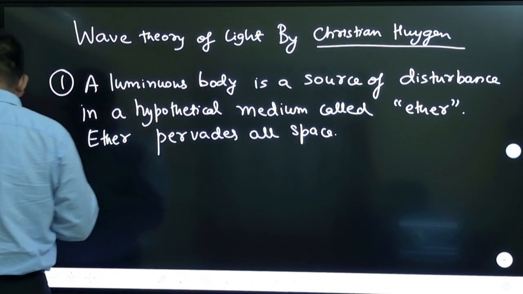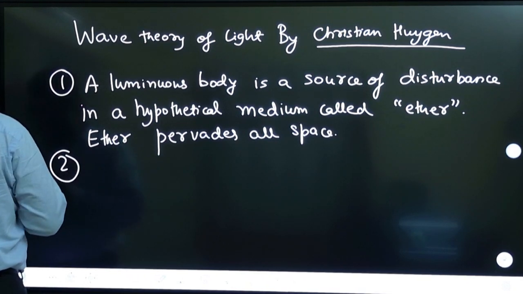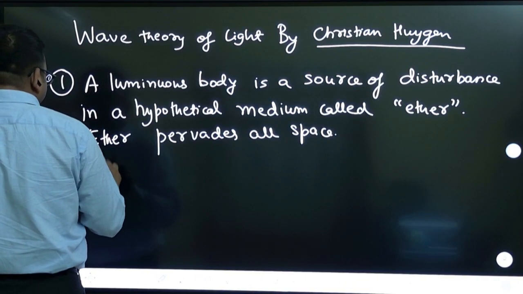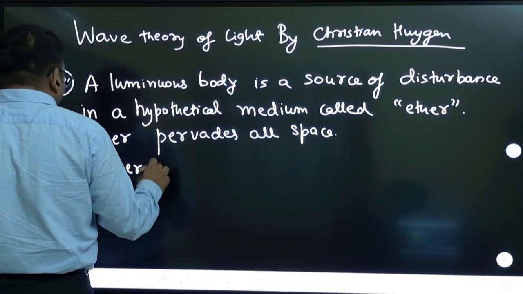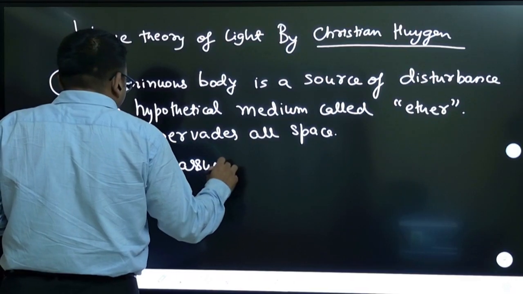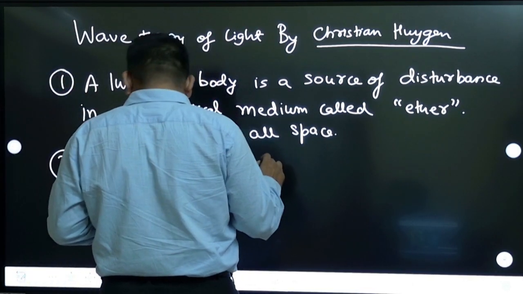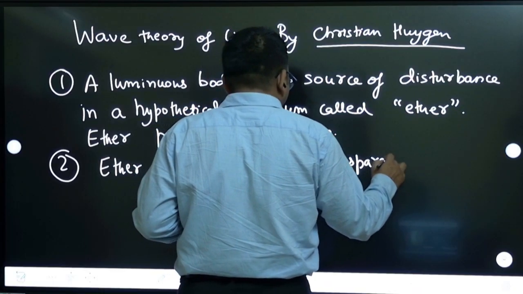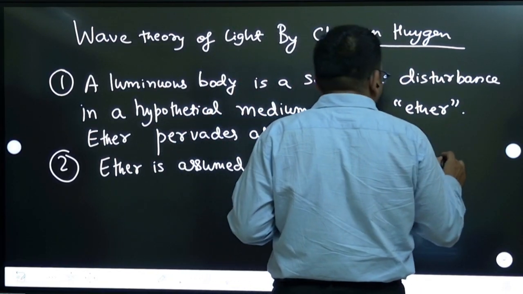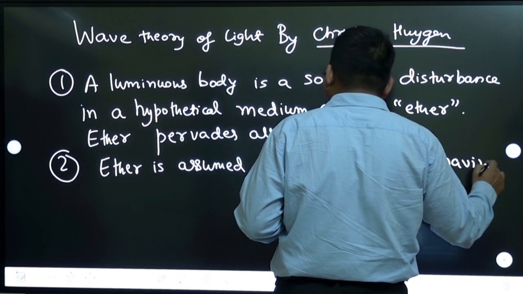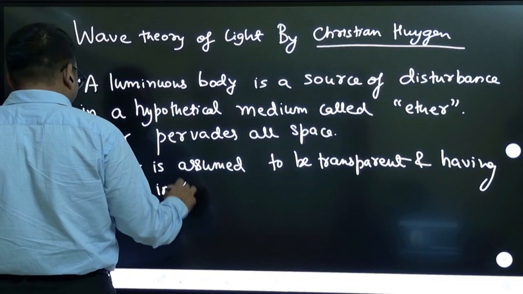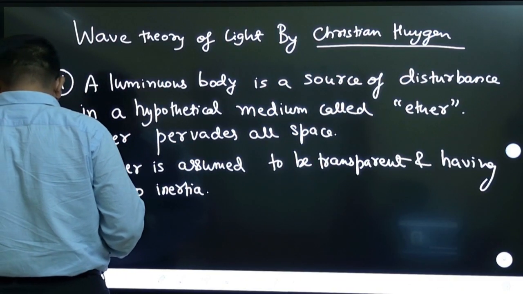Second point, let us note the second point. He is saying that ether is assumed to be transparent and having zero inertia. Okay, zero inertia.